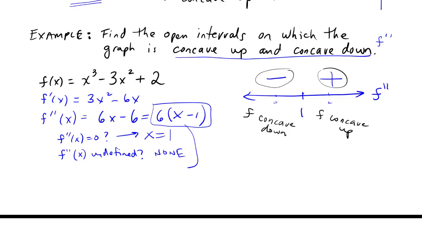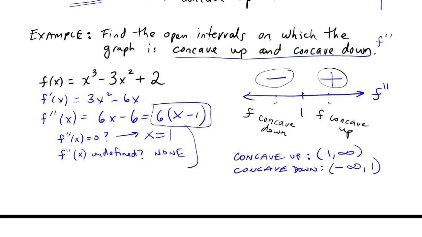So I can answer my problem now. I'm going to give intervals where it's concave up and intervals where it's concave down. It's concave up on 1 to infinity, and it's concave down on negative infinity to 1. And there we have it. Note we did it just like we did with the first derivative, except we're using the second derivative. And now it's telling us something different. It's not telling us increasing or decreasing of the original function. It's telling us concave down or concave up of the original function.